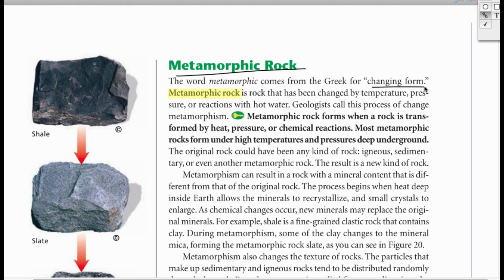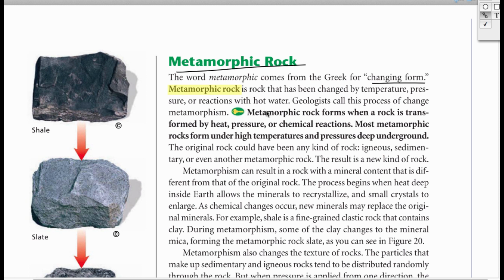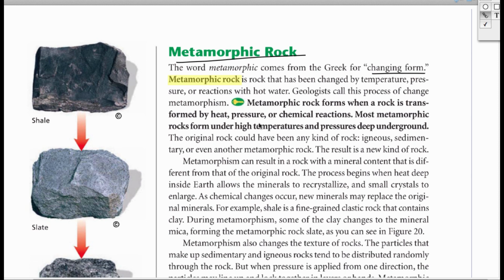Metamorphic rock. Metamorphic means changing form. All right. Basically, if you already have rock, like sedimentary rock, and then it is buried even deeper, and it undergoes further transformation because of added heat, pressure, or maybe a chemical reaction, metamorphic rock then is formed. There is a change. It's going to be different than just sedimentary rock.